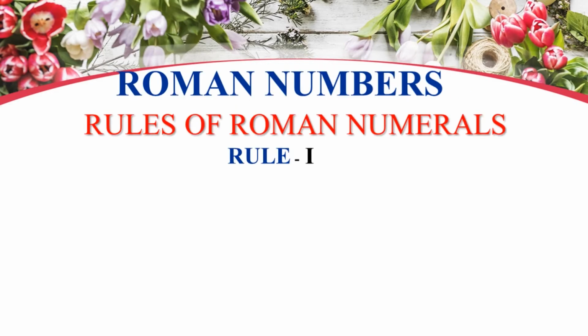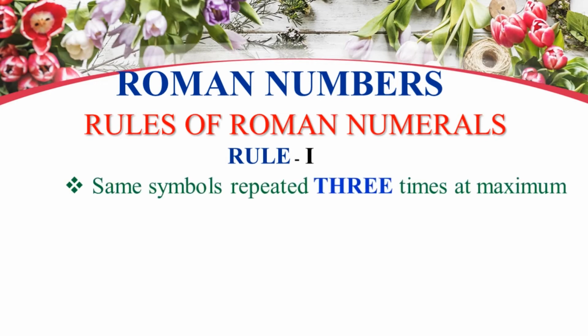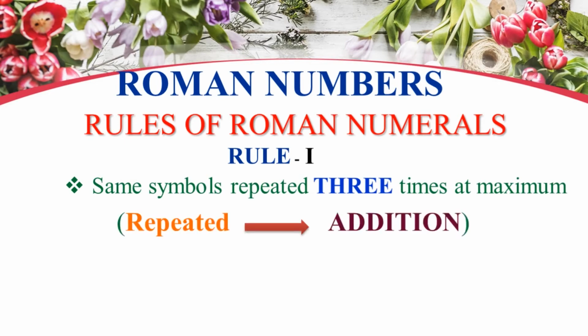Next, Roman numbers. We have to write the Roman numbers based on the basic symbols. So, we need to follow 3 rules for writing Roman numbers. The first rule: when you place the same symbols, they are repeated 3 times at maximum. When the same symbols are repeated, we should add their values.